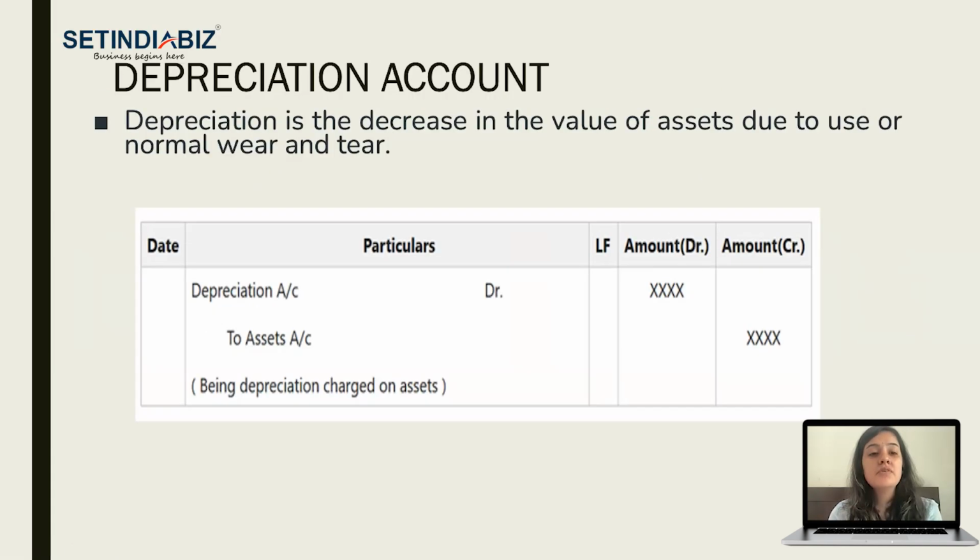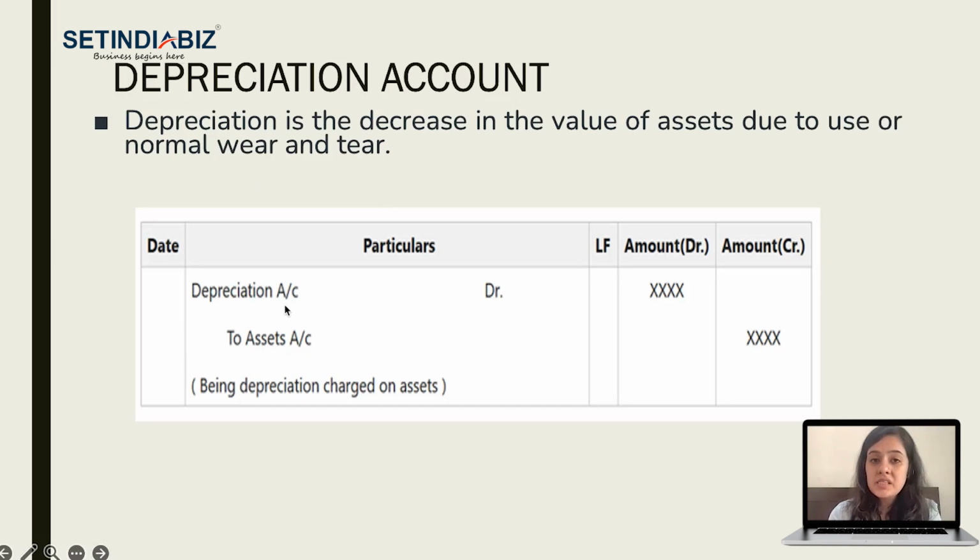Then we have the depreciation account, right? We know all the fixed assets have wear and tear. They need to be depreciated over time so that their true value can be recorded. So depreciation is the decrease in the value of assets due to use or normal wear and tear, right?